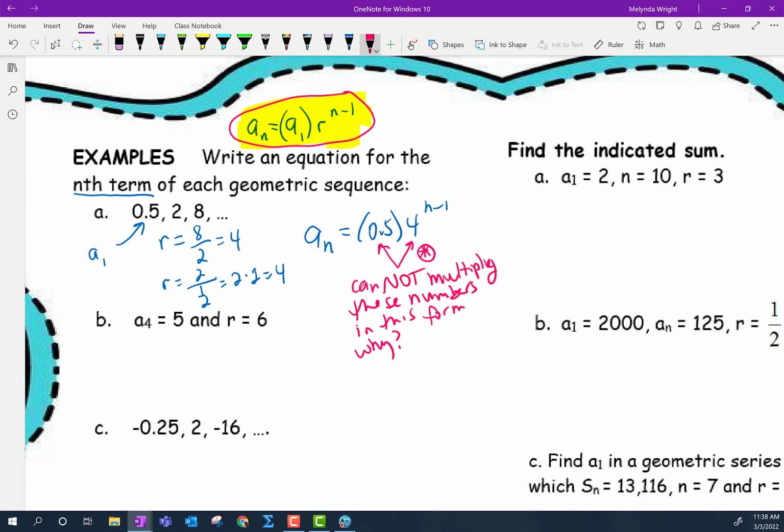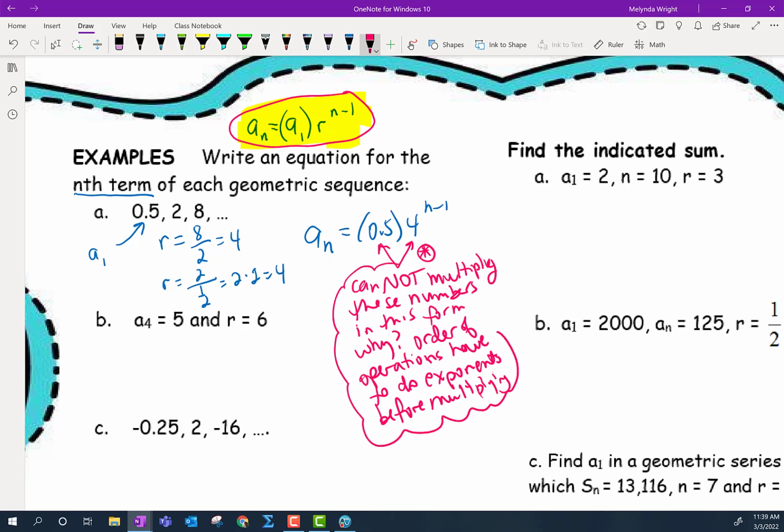The reason is order of operations. In order of operations, we are required to do the exponent before the multiplying. And since we don't even know what n is, there's no way we can do the exponent first. So because of order of operations, we have to do exponents before multiplying. So many rules in algebra, aren't there? Lots of rules. Got to remember a lot of stuff. Okay, so that's why we can't do that. So please don't do that. Okay? So this is our answer. This is our nth term. That's what they wanted us to find, was our nth term.